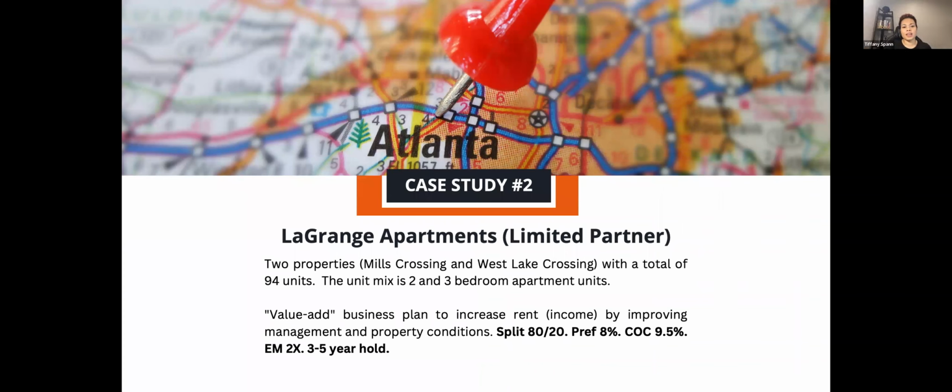All right, and our next case study is the LaGrange Apartments. This is one in which I'm actually a limited partner. This is 2 properties outside of Atlanta, around 70 miles outside of Atlanta, Mills Crossing and West Lake Crossing. There's a total of 94 units in this particular deal, and the mix of the units is 2 and 3 bedrooms. This is a 3 to 5 year hold with an 80-20 split and a pref of 8% with a cash on cash return of 9.5. The estimated return was a 2-time return.